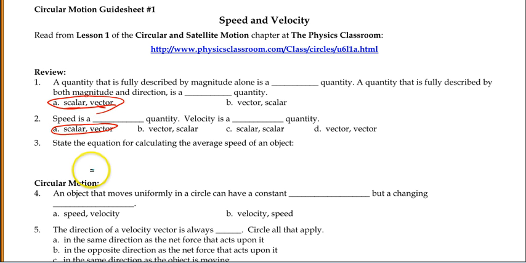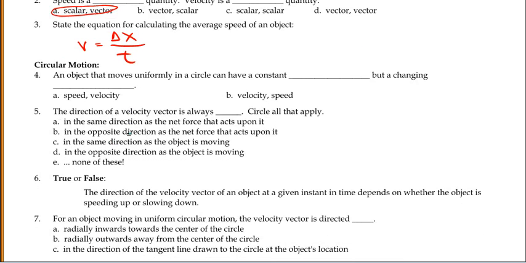The equation for calculating the average speed of any object is just speed is equal to the distance that you move, delta x, delta y, whatever, divided by the time period that it takes. Okay, now the type of motion that we're studying, moving in circles, is uniform circular motion.